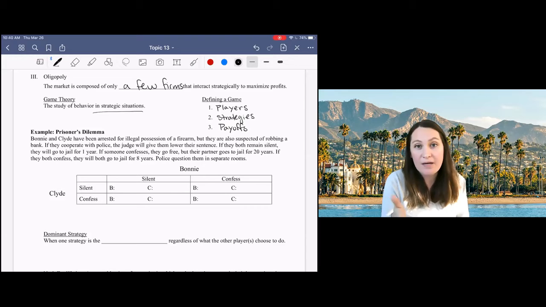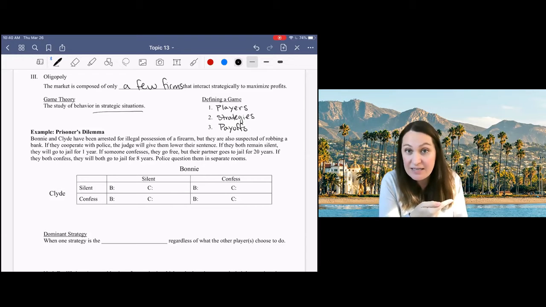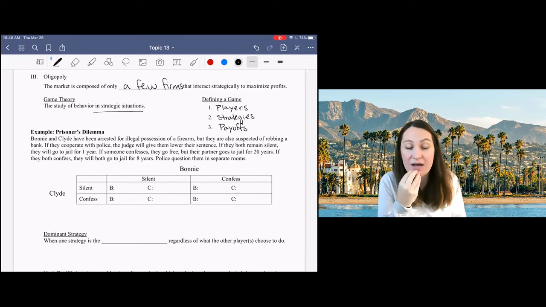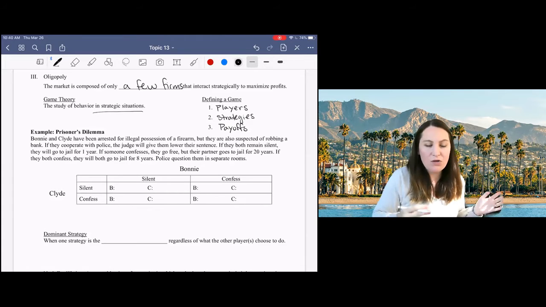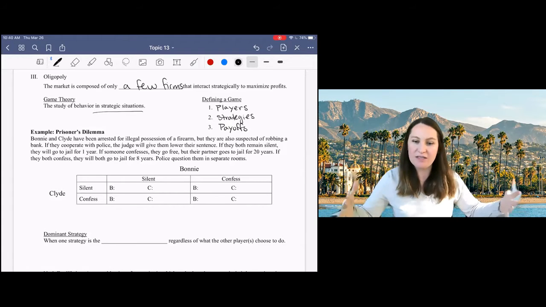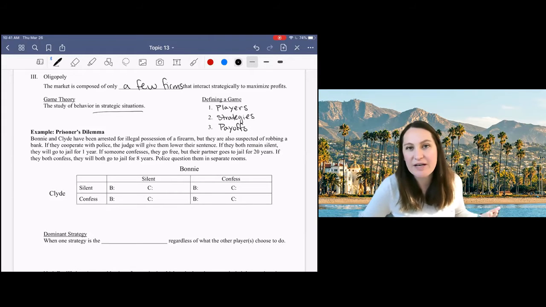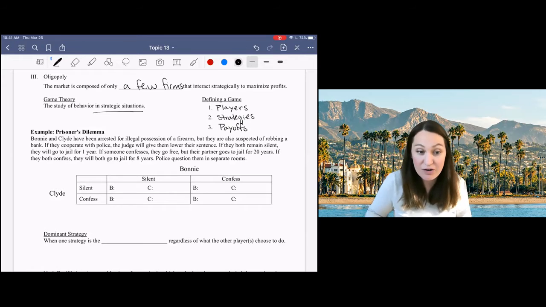If they both end up confessing and saying, yeah, the other guy did it, then they're both going to end up going to jail. They'll get a discount on their sentence for cooperating with the police. And they'll both end up in jail for 8 years. All right, so what we're going to do is take all of this information and write it into a game matrix, which sounds really cool, but it's really just a table that describes all of the relevant information for a game theory problem.